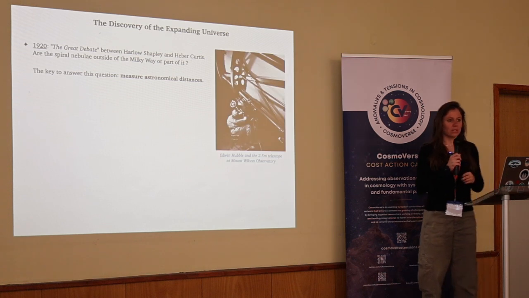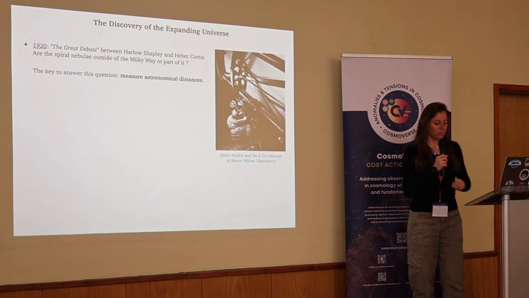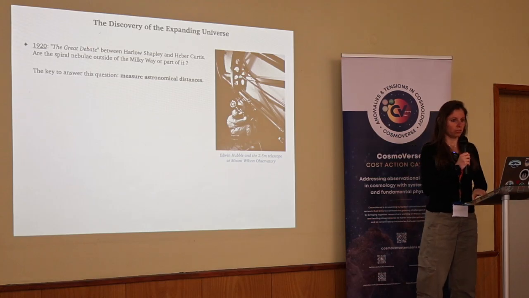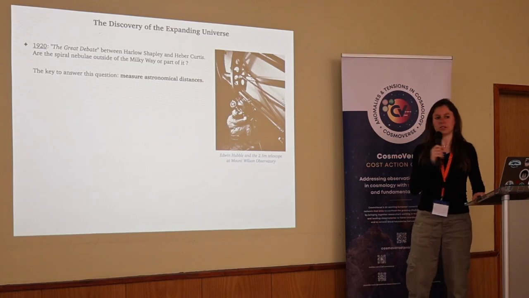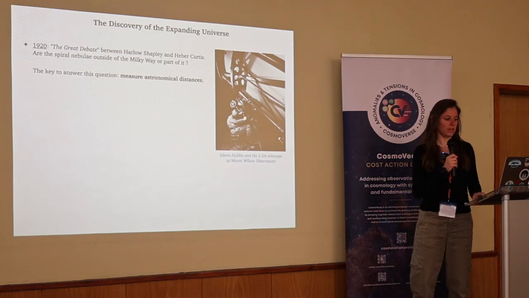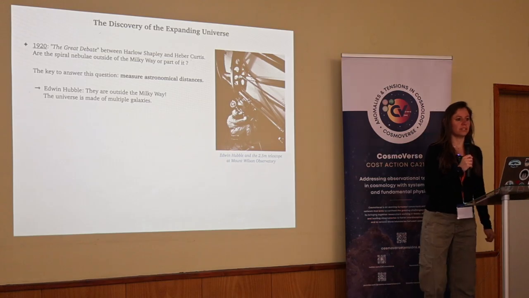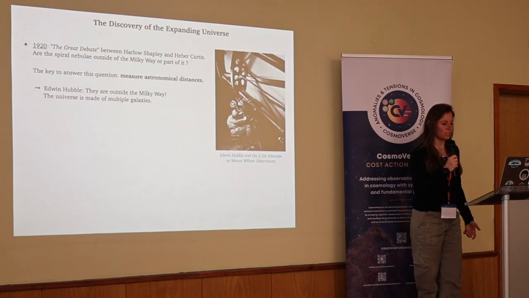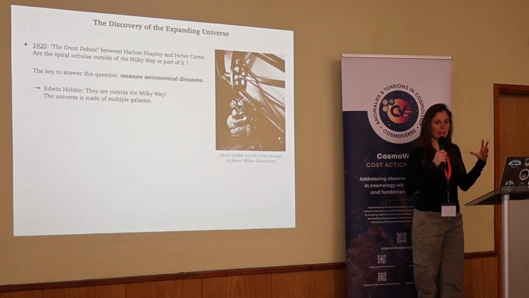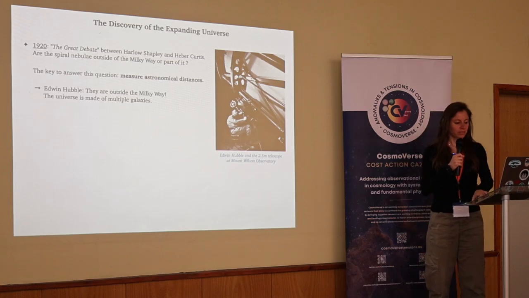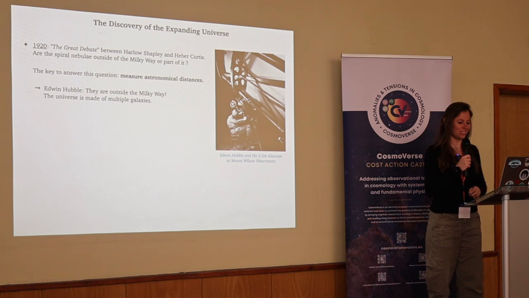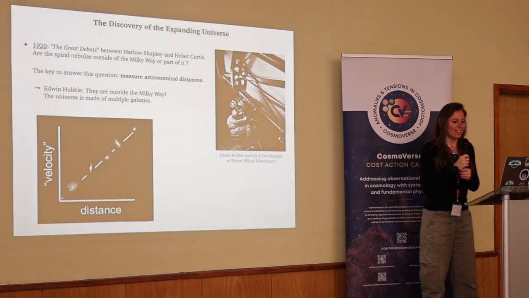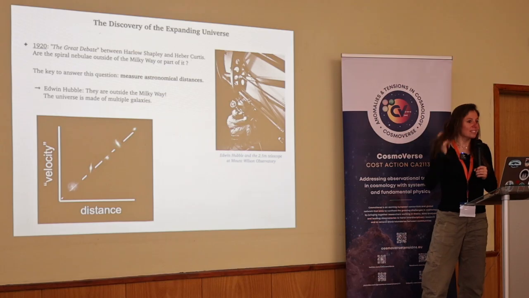So Edwin Hubble was probably one of the most influential scientists at that time because he was able to answer this question and put an end to the great debate. He found that these spiral nebulae in the sky were actually outside the Milky Way. So the universe was not made of just one big galaxy, but multiple galaxies. This was just the beginning of us understanding what's going on out there. And he did that by measuring distances.